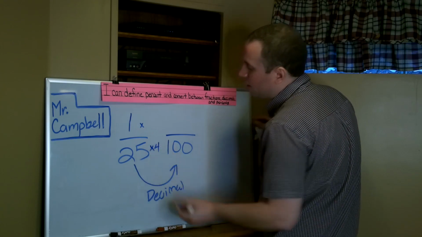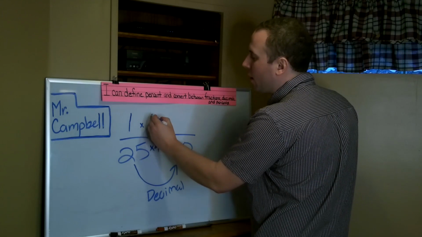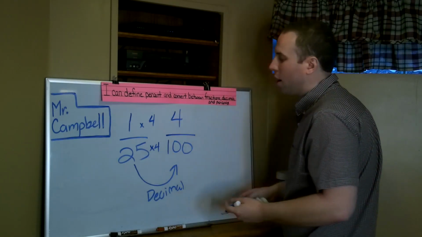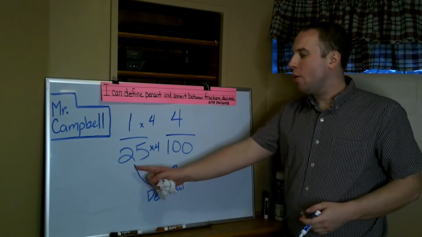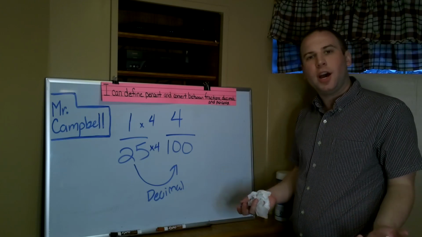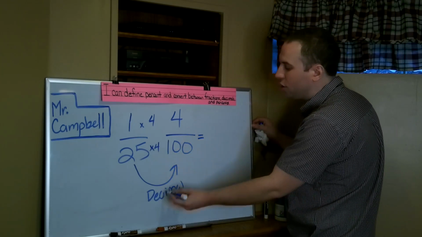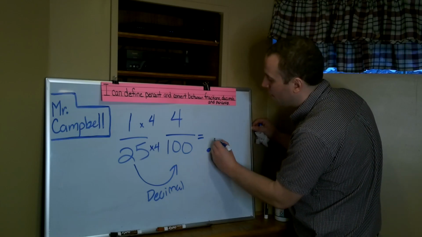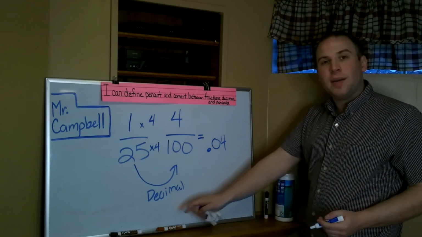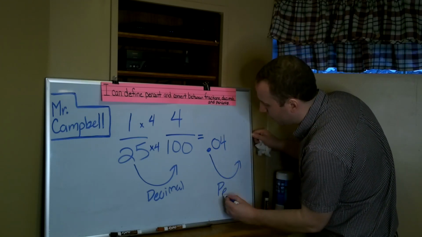25 times 4 would give me 100. And whatever I do to my denominator, I do to my numerator. So 1 times 4 would give me 4. So now, 1/25 is the same as 4 over 100. 4 over 100 I can convert into a decimal: 0.04. So now that I made my decimal, let's make it into a percent.